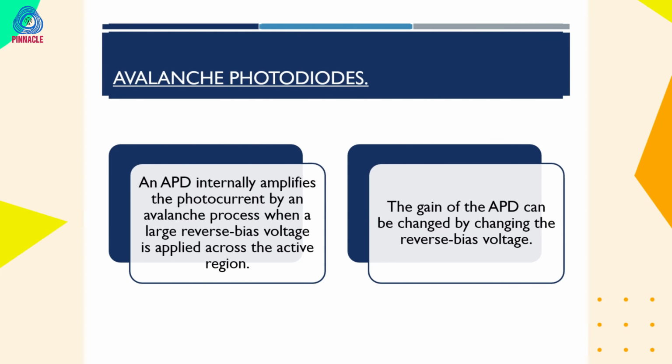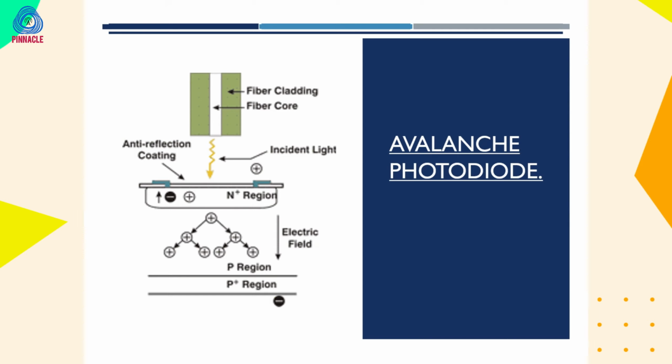The next is the avalanche photodiode. So normally when we want amplification of photocurrent, or in a noisy condition or long distance, then we are using APD. It also works on reverse bias voltage. Okay, in reverse bias condition APD is working across the active region, and the gain of APD can be changed by changing the reverse bias voltage. Okay, so when we want amplification, then we are using an avalanche photodiode. So this is the structure of an avalanche photodiode.